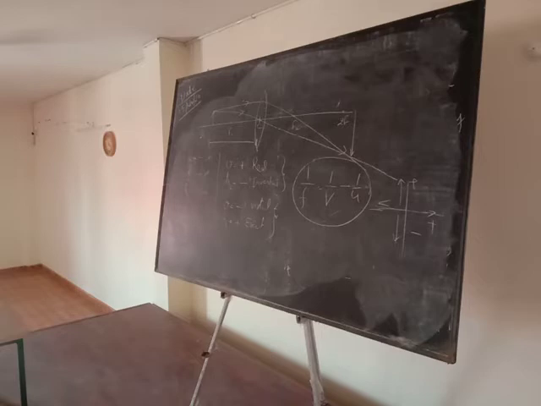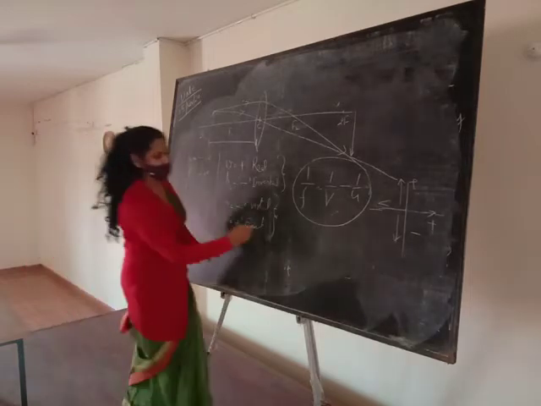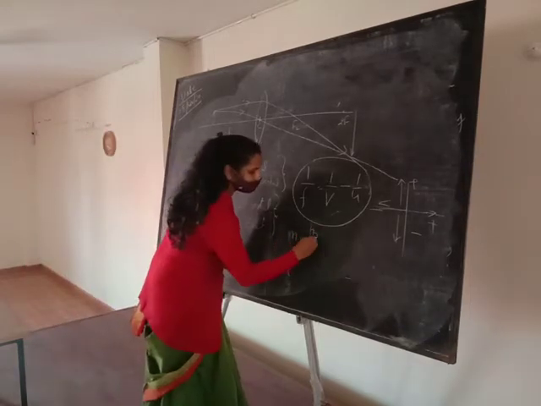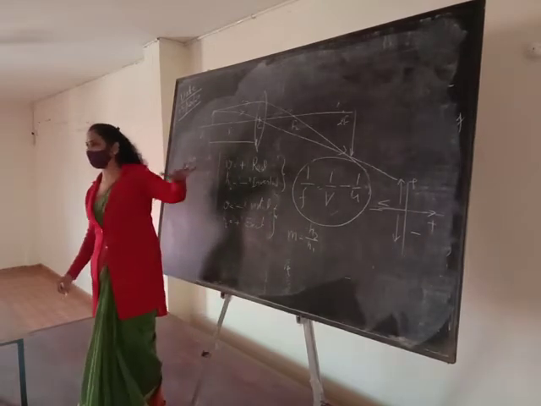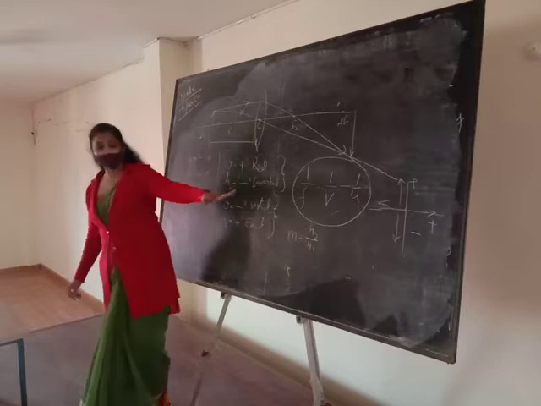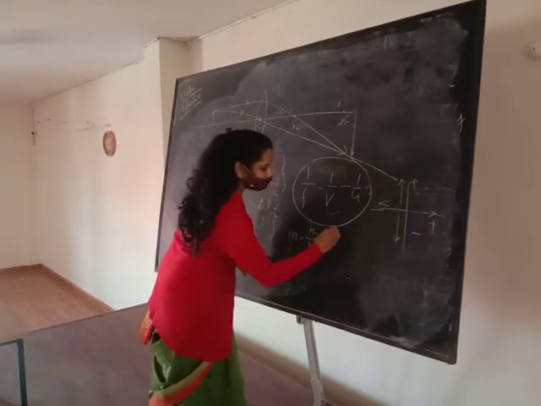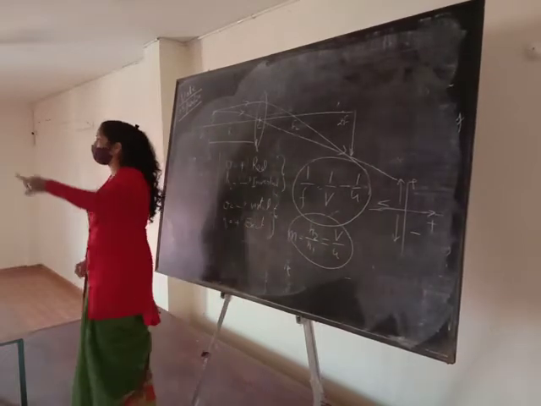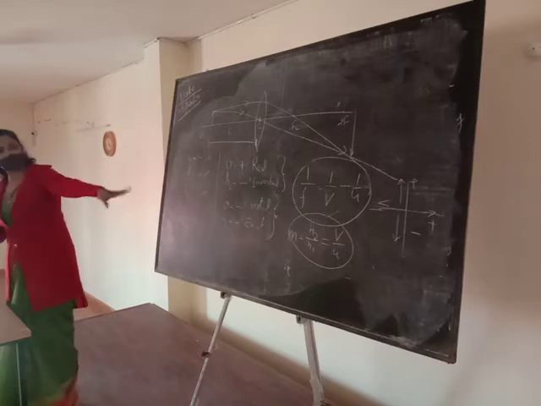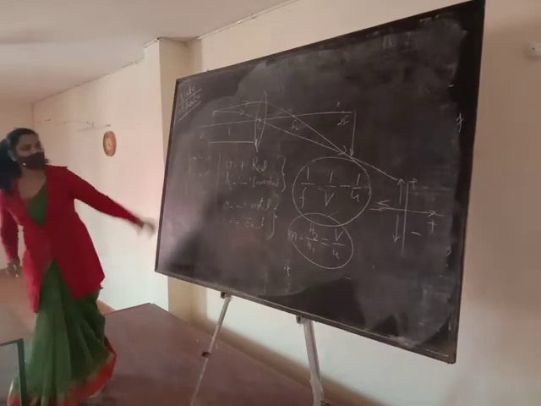The ratio of the height of the image to the height of the object is called the magnification. So for the lens, magnification is also the same, that is H2 upon H1, the height of the image to the height of the object. And its relation with V and U is plus V upon U. In case of mirror, we find that H2 upon H1 is equal to minus V upon U. But in lens, it is plus. Okay? So please write down all this.